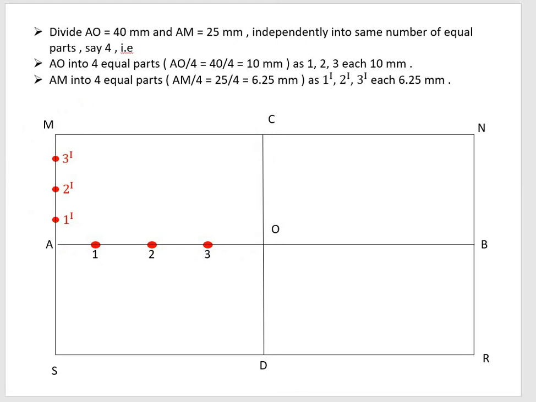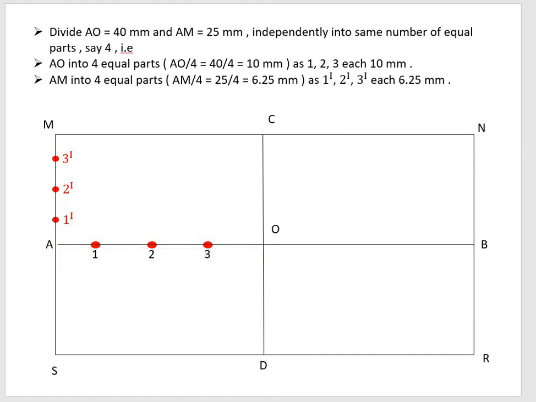In this part, you take this portion AO. This length is how much? 40 mm. Now, this length is AM. How much? 25 mm. Now, I will divide AO and AM into an equal number of parts. For example, I will divide AO into 4 equal parts, 1, 2, 3, 4, and AM also into 4 parts.